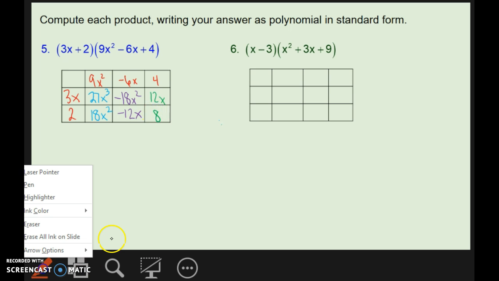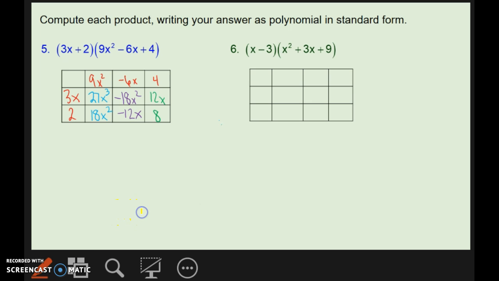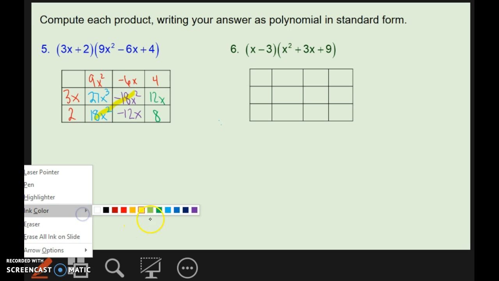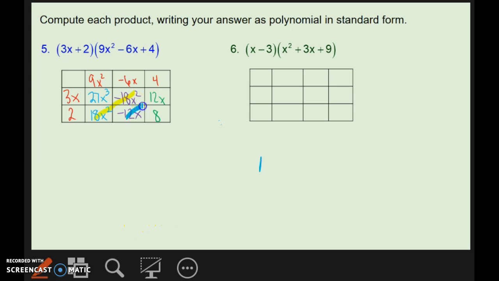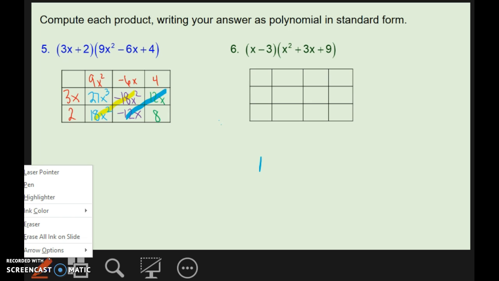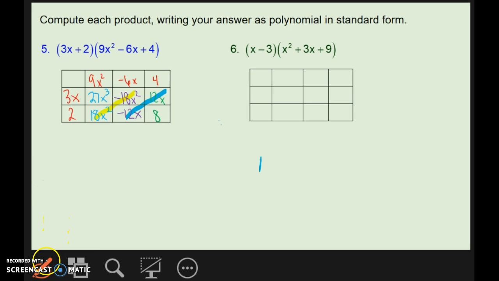So, take my highlighter out again. Like terms along this diagonal, like terms along this diagonal. I'm looking to put those like terms together and get my final answer.